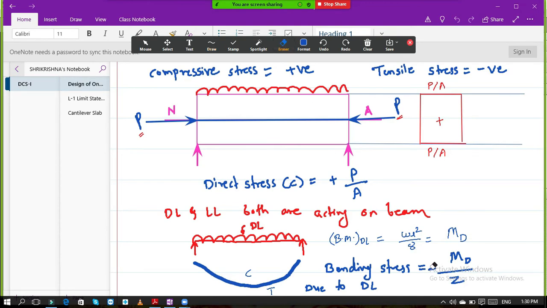Don't memorize the sign conventions by heart, just remember how we have given those sign conventions. At top compression is there, compression we are considering plus, and for tension it is minus. Are you getting this? Okay, bending stress.